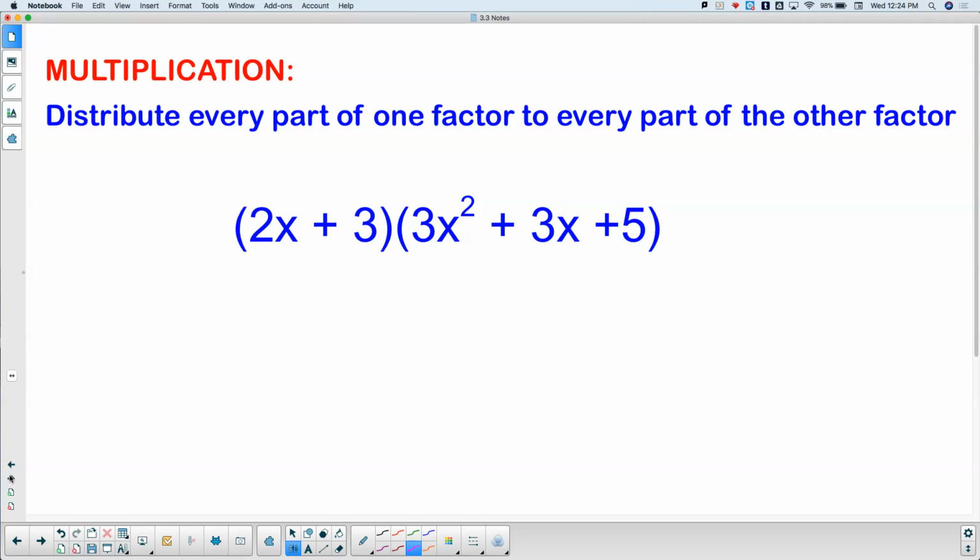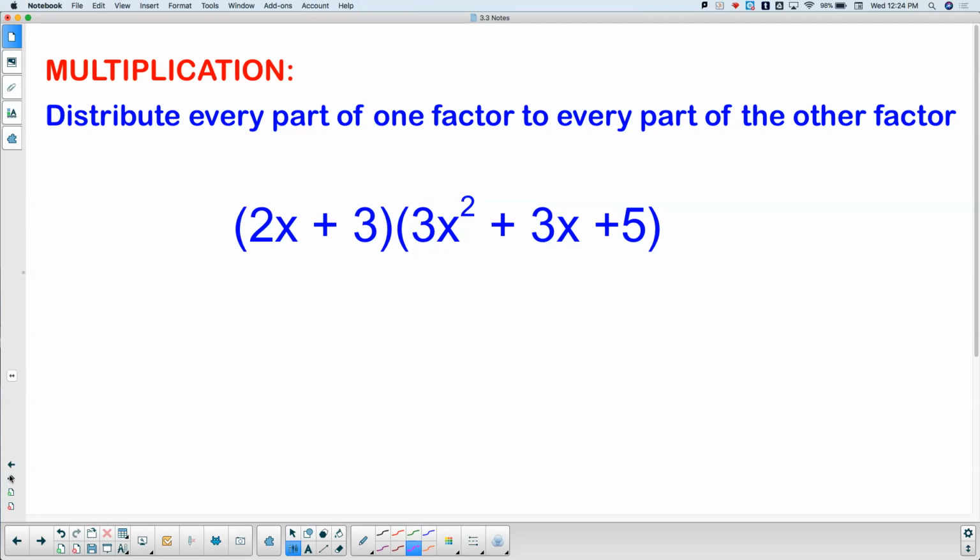Multiplication. Really, multiplication is just a distributive property. When you're multiplying polynomials together, you're just distributing however many terms you want to distribute and into whichever direction you want to go. So if I want to work left to right, I would distribute 2x into the other parentheses. Then I would distribute in 3 into the other parentheses, and I'd combine those like terms.